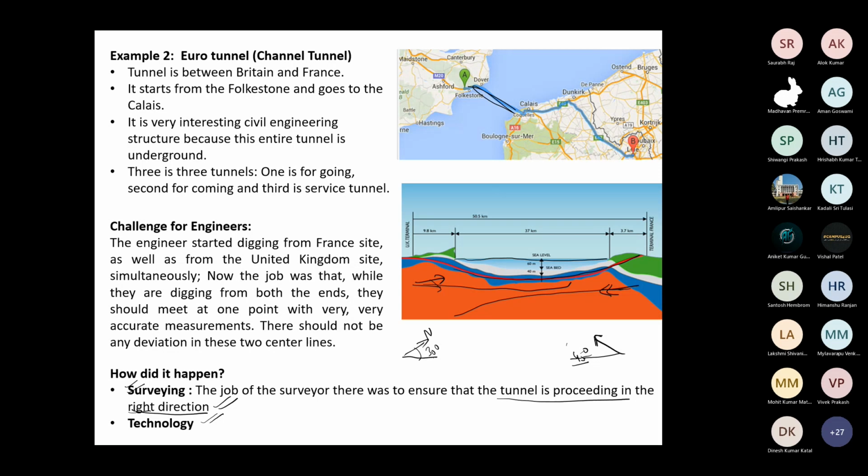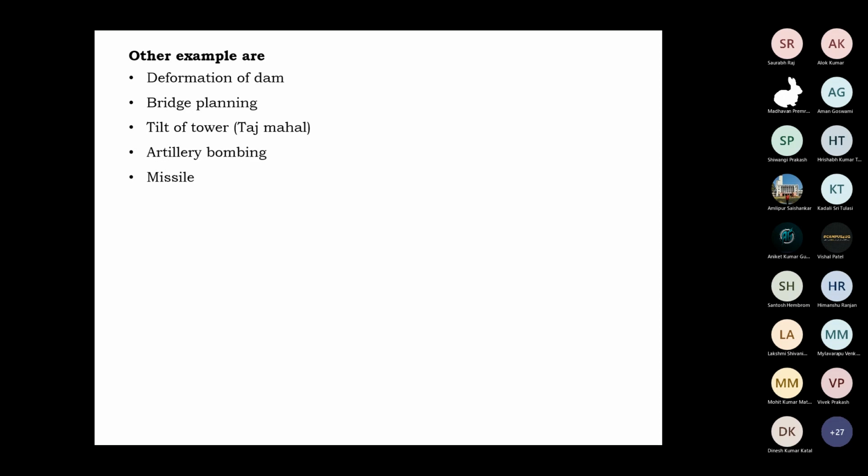Technology is there, I'm not denying that. But some basics of survey are also there. If you see the other example, the deformation of a dam. Some dam is there, and it's deforming. How should you know? You have to measure it by an instrument. Bridge planning, as you said, you have to plan a bridge. You should use the survey. Tilt of towers, like the Taj Mahal, Qutub Minar. Somebody is saying in the research that it is tilting. Have you heard about it?